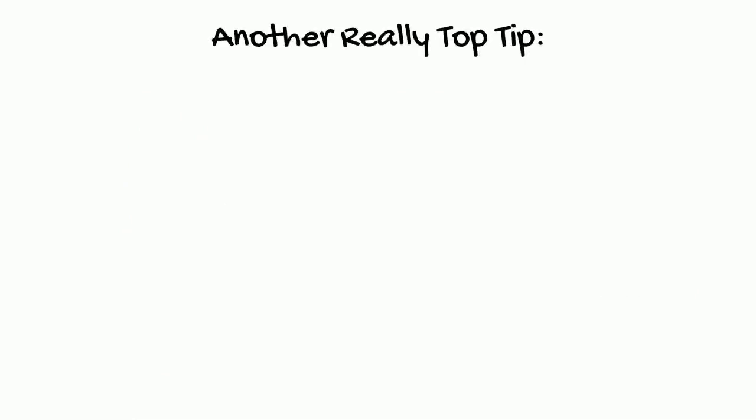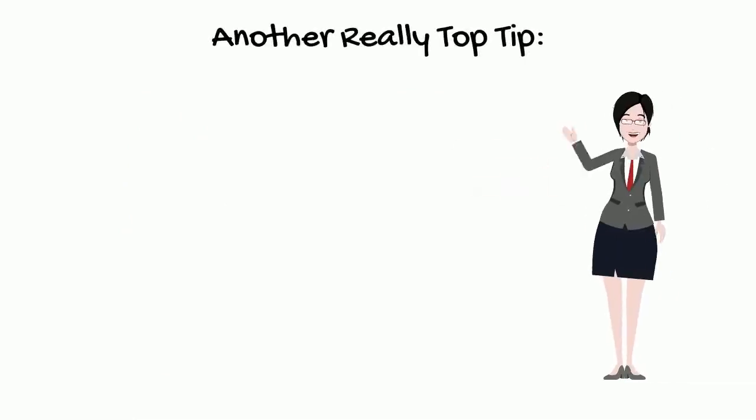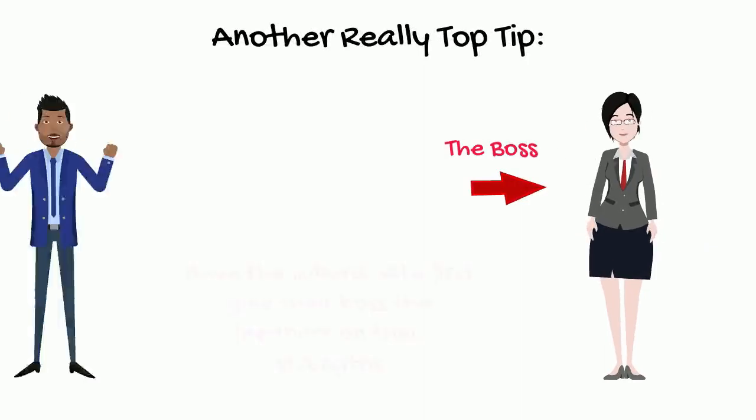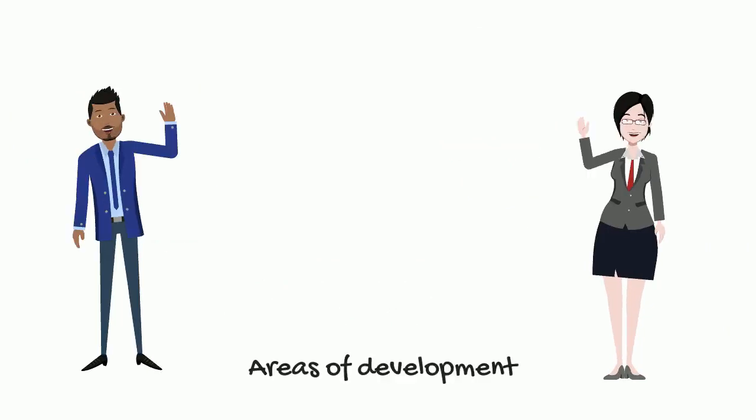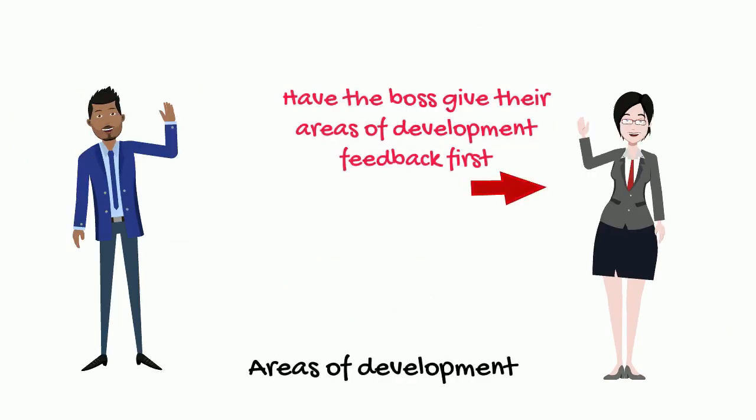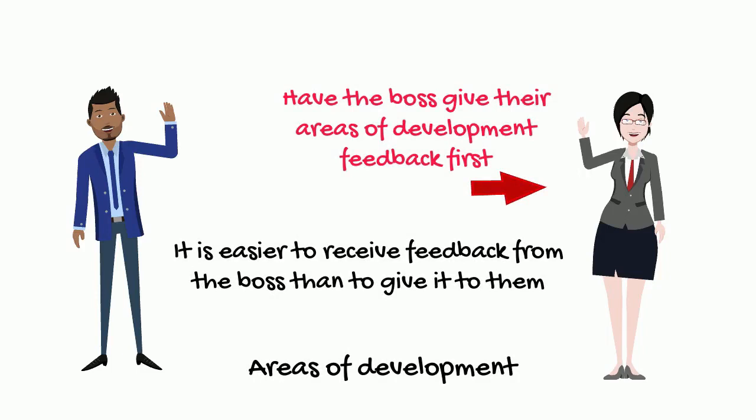Here's another really top tip. If one of the people is the boss, have the subordinate first give their boss the feedback on their strengths. When focusing on areas of development, have the boss give their areas of development feedback first. We're assuming that it's easier to receive feedback from the boss than to give it to them.